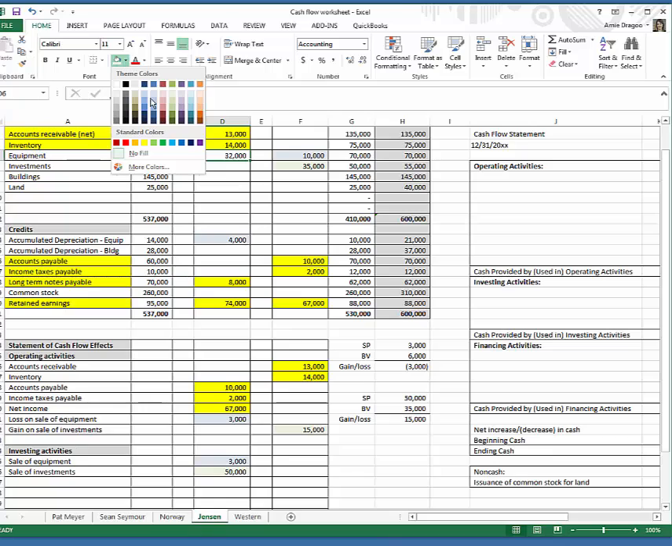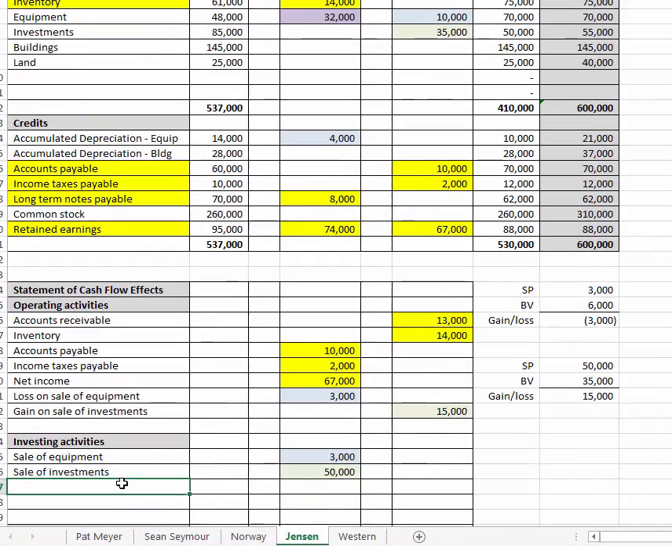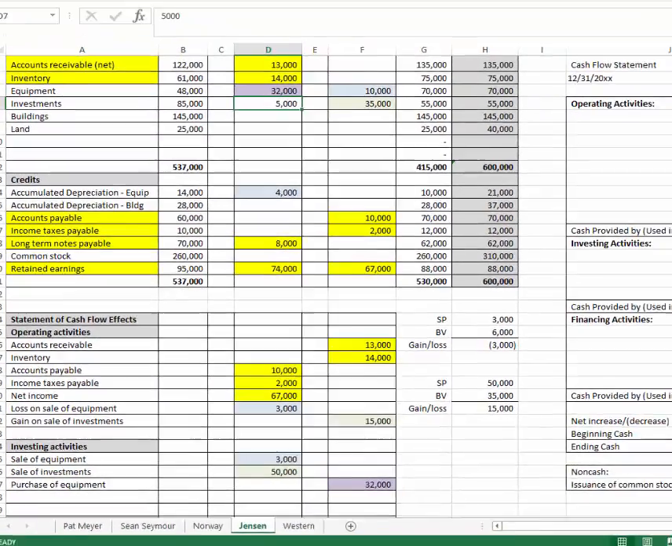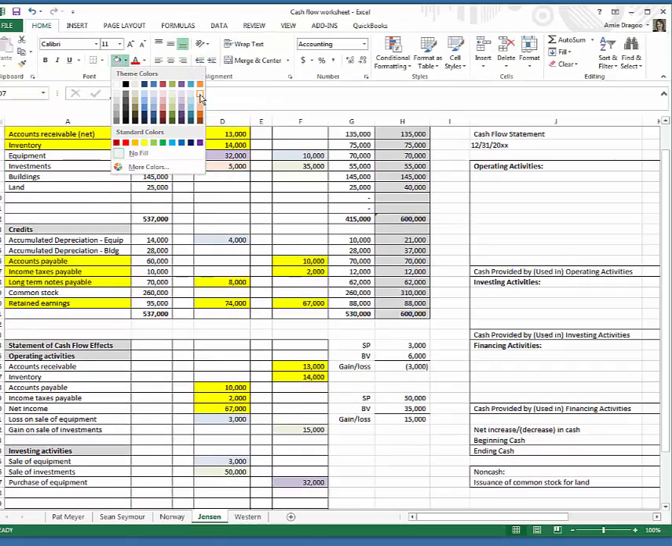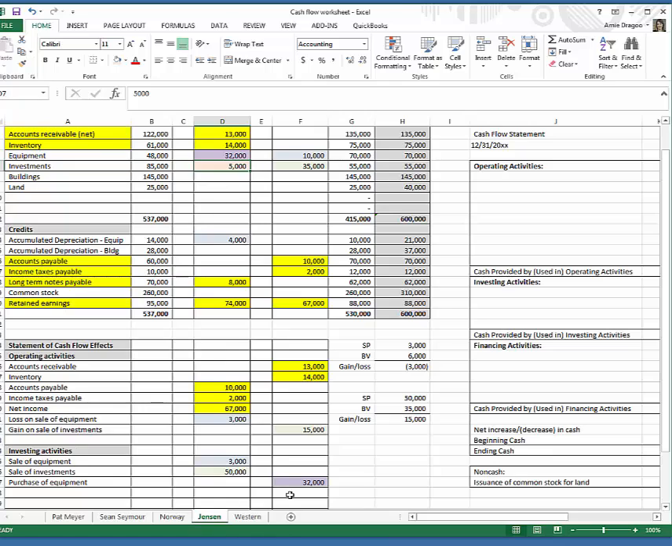So we must have had a cash purchase for equipment of $32,000, which would go into investing. In investments, we must have had a $5,000 purchase because that will get us in balance. And the $5,000 offset would be down in investing.